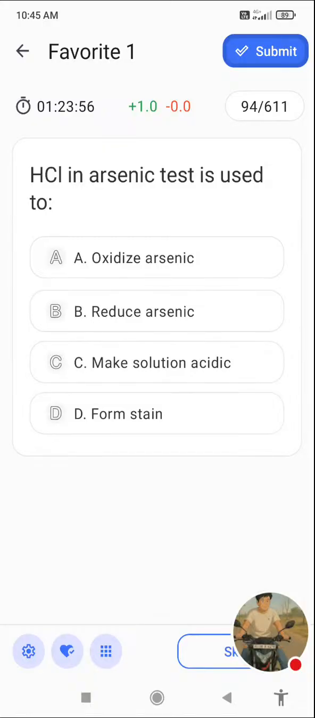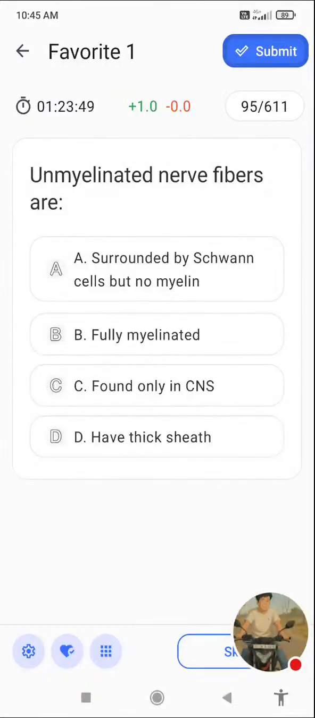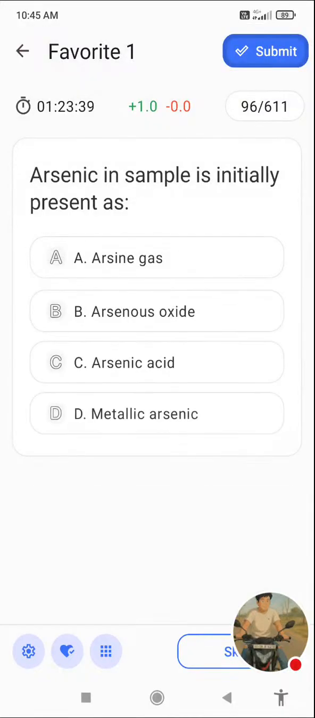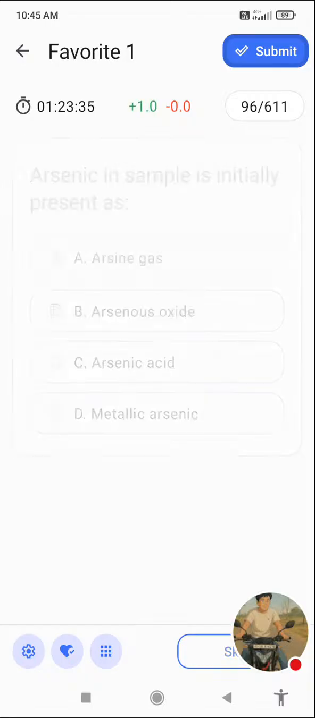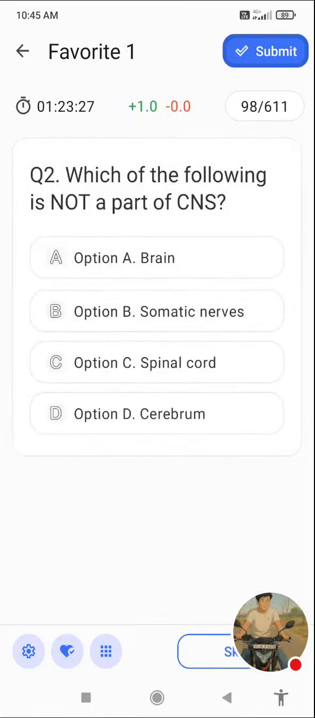HCl in arsenic test is used to make a solution acidic. Unmyelinated nerve fibers are, option A, surrounded by a squamous cell but no myelin. Arsenic in sample is initially present as arsenic acid, converted to arsenic trichloride. Which of the following is not a part of central nervous system? Somatic nerve, option B.